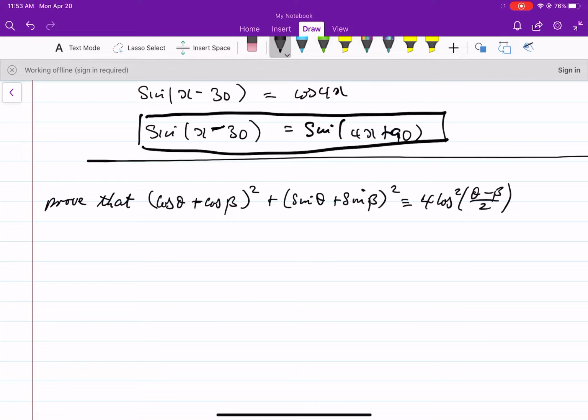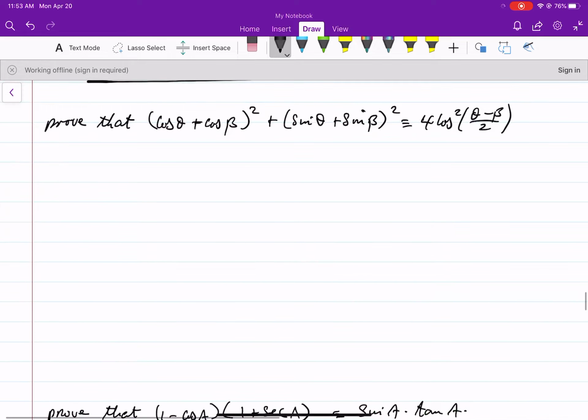The next problem is a proof, and there are actually two ways it can be done. I'm going to do it one way, and then I'll point out the other way it can be done. You'll try it that way. Prove that (cos theta plus cos beta) all squared plus (sine theta plus sine beta) all squared is equivalent to 4 cos squared of (theta minus beta) over 2.